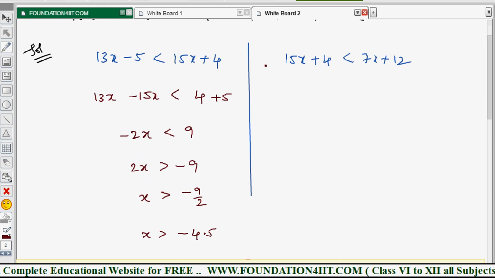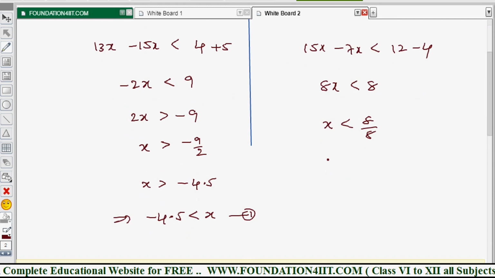And from this, 15x plus 4 is less than 7x plus 12. So from this, 15x minus 7x is less than 12 minus 4, taking plus 4 to the other side. And this is 15 minus 7, so 8x is less than 12 minus 4, which is 8. Then x is less than 8 divided by 8. Divide by 8 on both sides. Then 8 divided by 8, so x is less than 1. The 8s cancel, and this is 1.